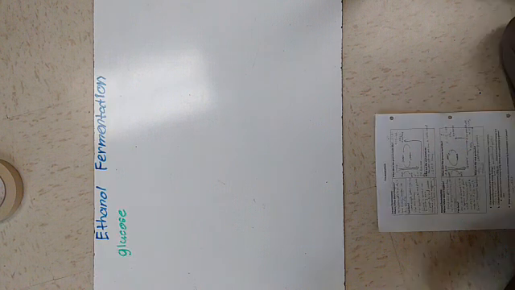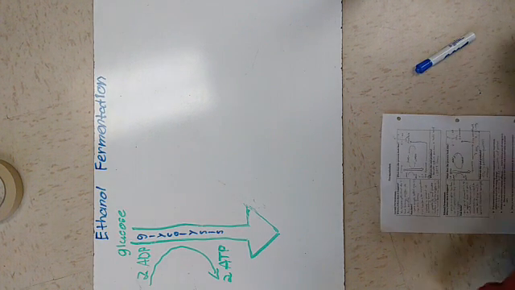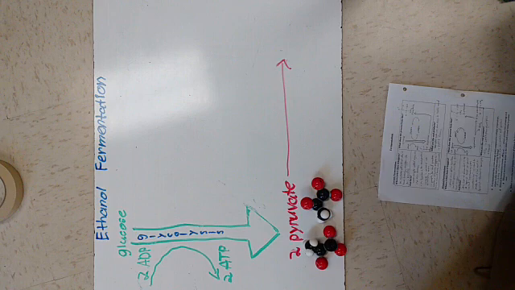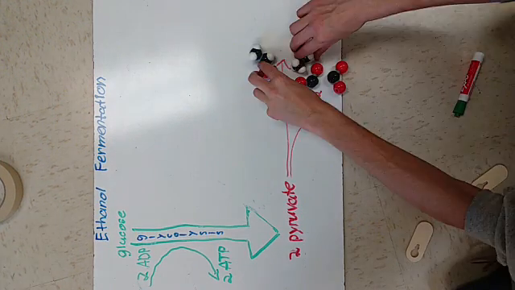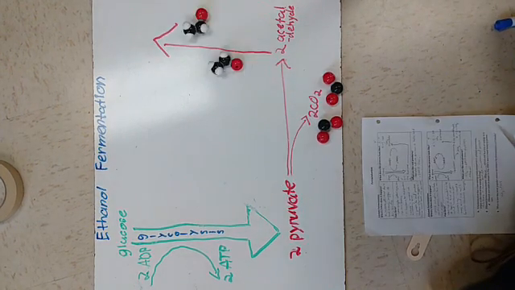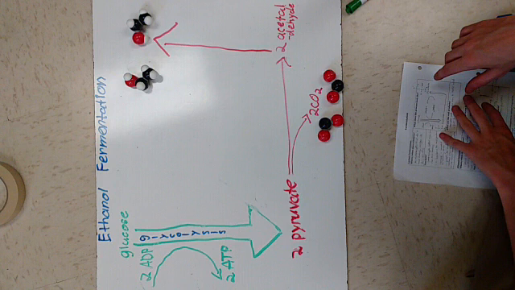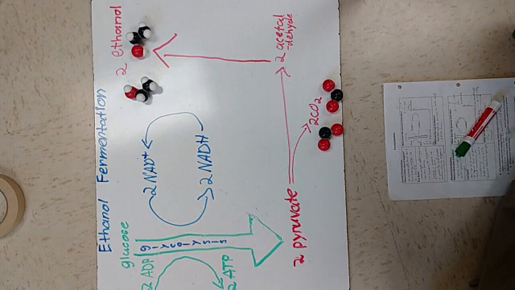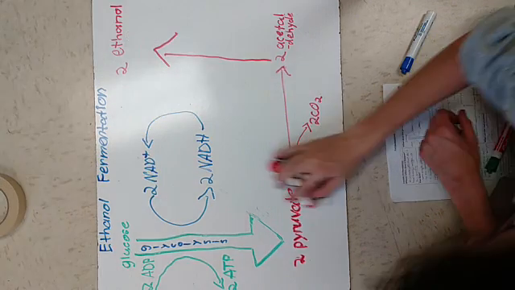The other option is ethanol fermentation. It goes through the process of glycolysis, creating 2 pyruvate. The pyruvate break apart, creating CO2 and 2 acetaldehyde. The acetaldehyde become 2 ethanol, and the cycle of 2 NADH become NAD+ again.